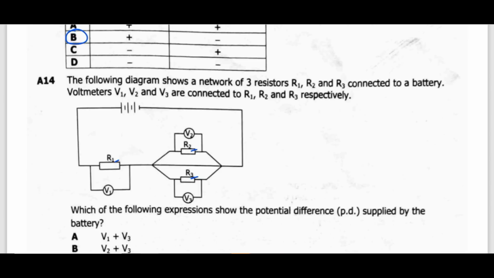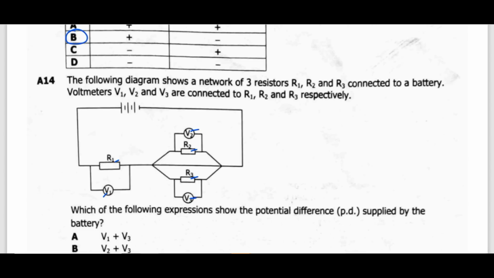So we have a voltmeter, so we have 1, and then we have 2 here, and then the last one, which is 3 here, are connected to R1, R2, and R3 respectively. So which of the following expressions show the potential difference, the PD, supplied by the battery?